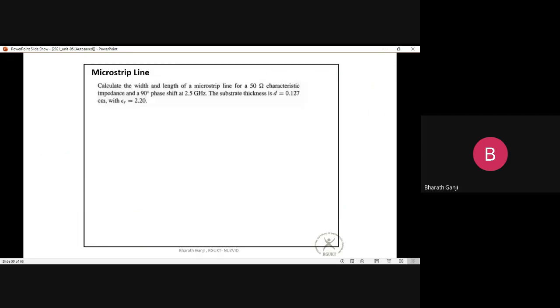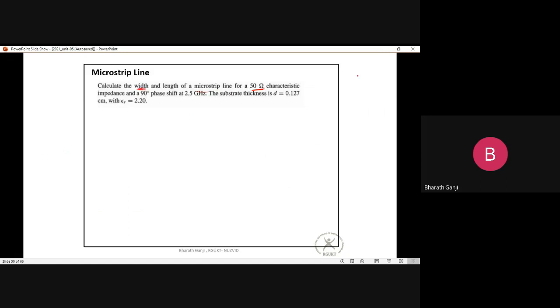Right. So to understand this, let us try to solve a simple question here. The question is, they are asking you to design a 50 ohm characteristic impedance microstrip line, and they are asking to calculate the width.